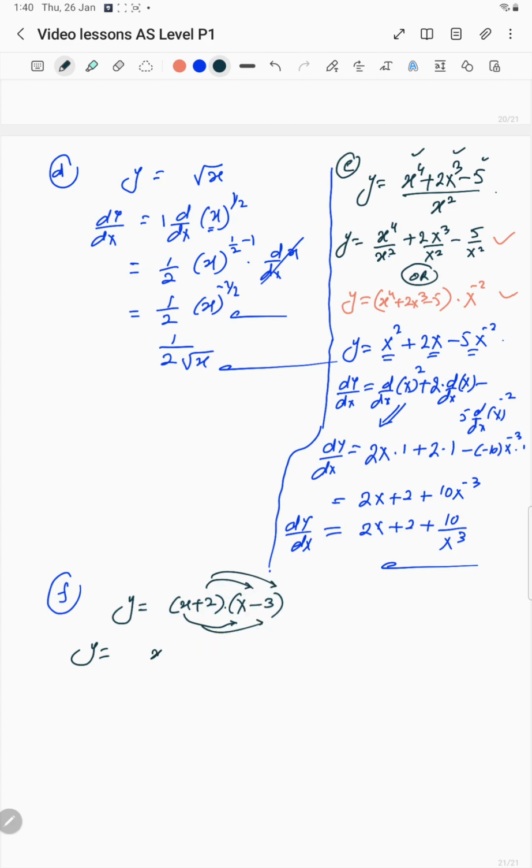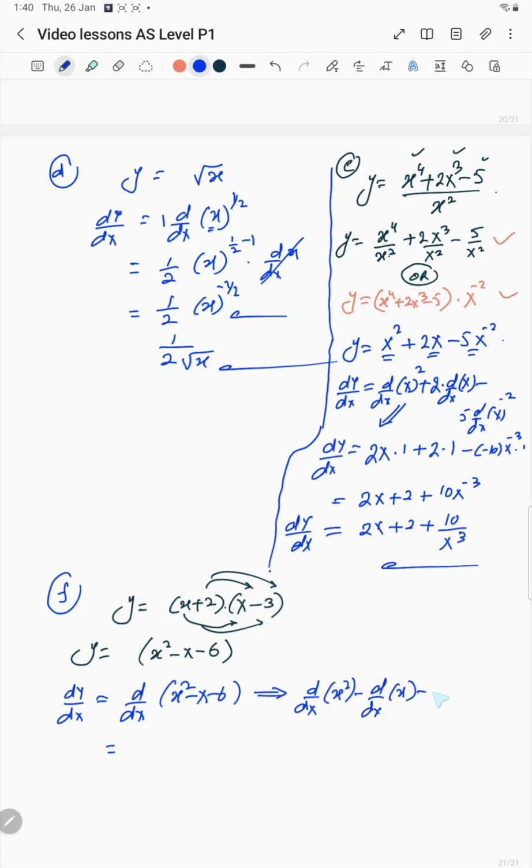You can see it becomes x squared minus x minus 6 finally. When you multiply them, you will get this simplified form. After simplifying, you need to find dy by dx. It means you are going to differentiate this with respect to x. With no common power, you can split it, because we don't have power more than 1. So here it will be d by dx of x squared minus d by dx of x minus 6 d by dx of 6.